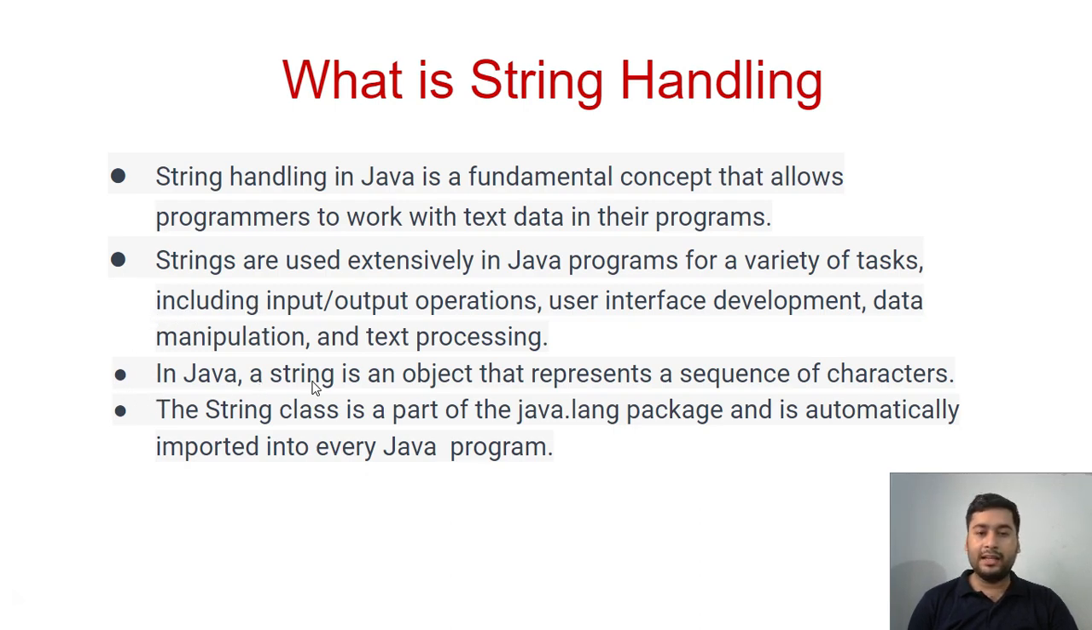In Java, a string is an object that represents a sequence of characters. So what is a string? A string is a sequence of characters. That's it. Whatever we write in the double quote is called a string. Like maybe a name or something like an address, those are strings only. The String class is part of the java.lang package. String is a predefined class that comes from the java.lang package. Okay, it's automatically imported into every Java program, so we need not import it explicitly.